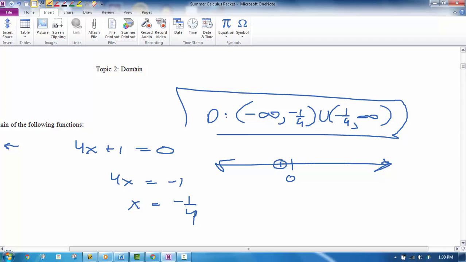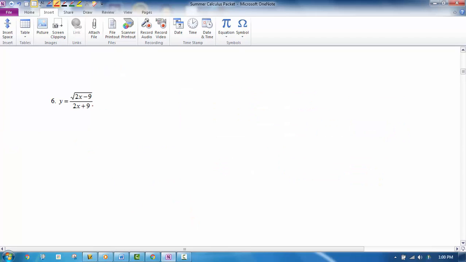We're putting an open circle there, and we're picking to graph all the points to the left of that, which is this part, negative infinity all the way to -1/4, and all the parts to the right of that. But we're not including that one value in the middle right there, which is -1/4. So to try one more then, this time we have two things to look out for.